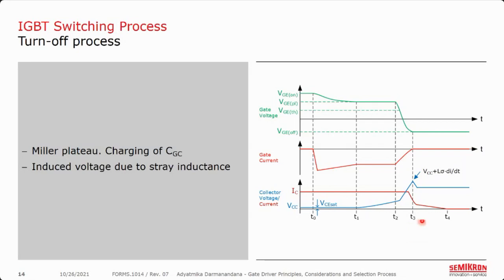The collector current is decreasing with a high slope from the operating current down to zero. This change of current multiplied with the stray inductance across the collector current path gives an induced voltage on top of the defined collector voltage.